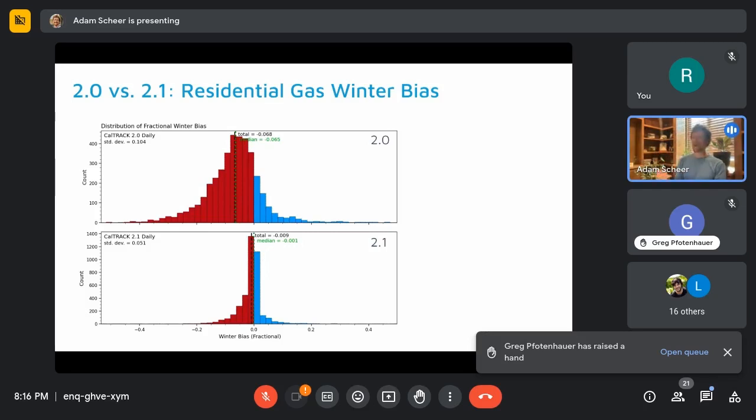So we've talked a lot about, I'm going to start at a familiar point here, we've talked a lot about seasonal bias in the CalTrack 2.0 model. This top plot is showing the distribution of wintertime bias, fractional wintertime bias, across 4,000 residential gas meters. And the bottom plot is showing this very same distribution of winter bias in the 2.1 model. Obviously, it's much, much better. Bias went from -7% on a population level to -1%, or a little less than 1%, in the 2.1 model. We also see a dramatic reduction in the standard deviation.